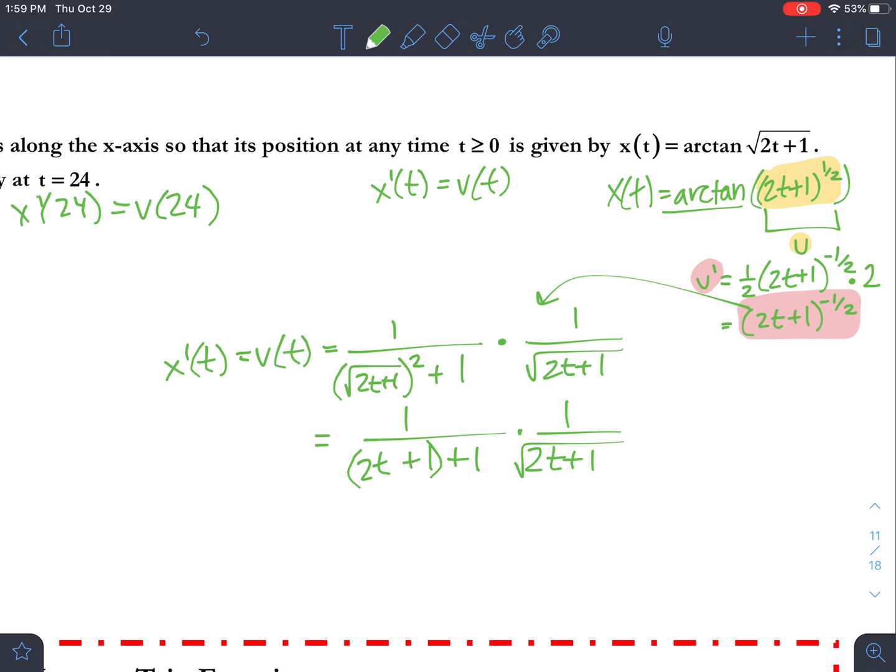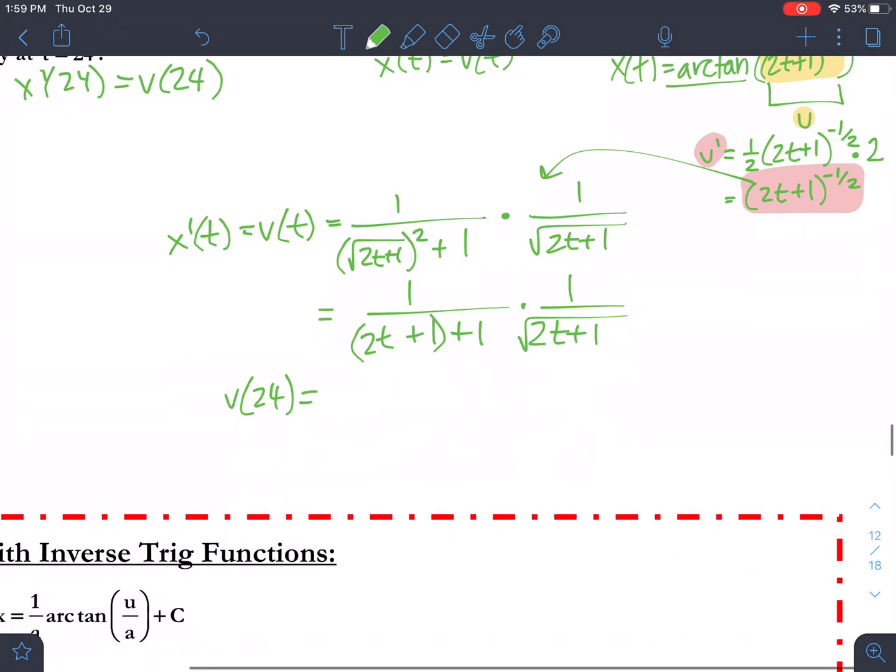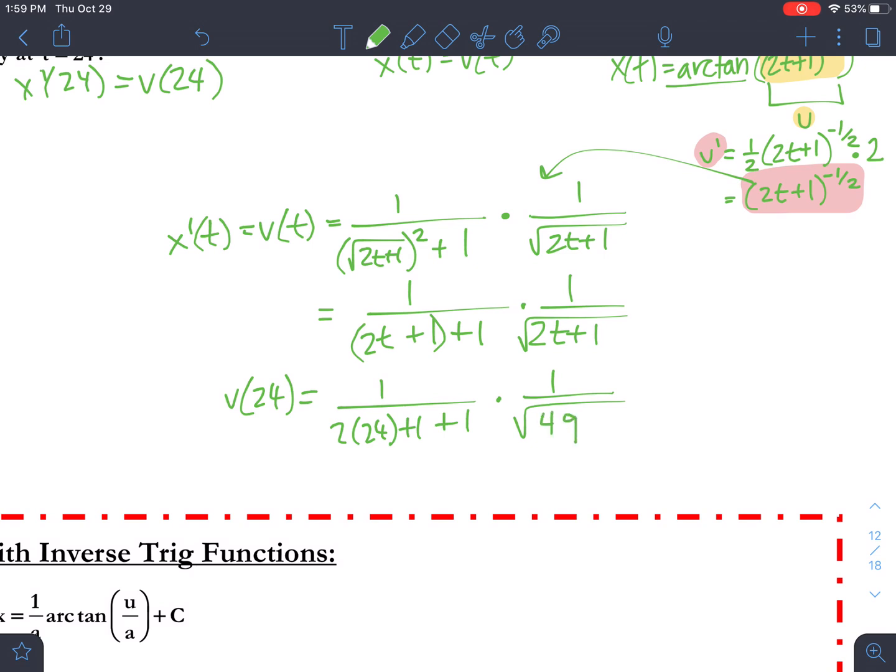And then let's plug in 24. So what's the velocity at 24? 1 over 2 times 24 plus 1 times 1 over square root of 2 times 24, which is 48 plus 1, is 49. This ends up being 1/50th times 1/7, which is 1/350th. And that is our velocity at 24 seconds.